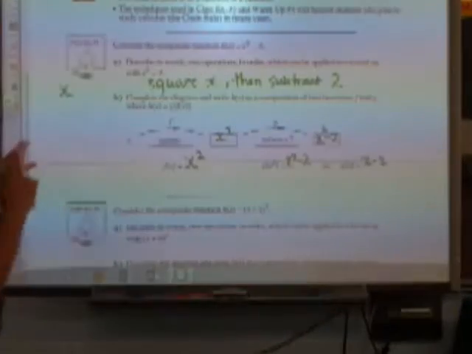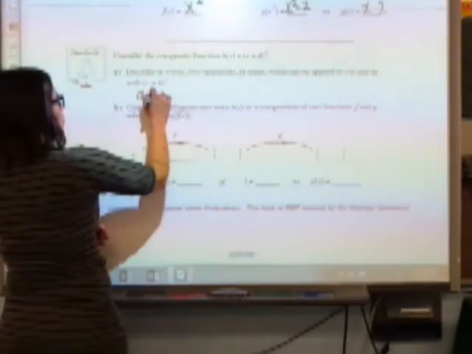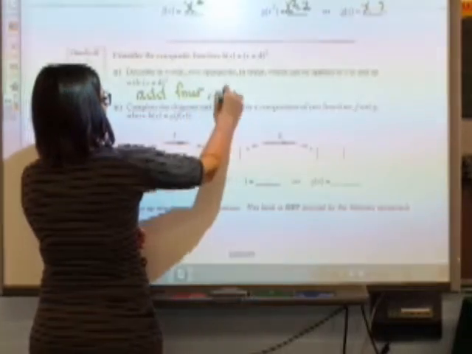So if I look at class example number 4, consider the composite function h of x equals x plus 4 all raised to the power of 3. What operations would need to be done to this function to get to x plus 4 cubed? Okay, and is that the order I would have to do it in? Yes. And what tells me I have to do it in that order? The brackets. So the brackets tell me that I would have to add 4 and then cube it.